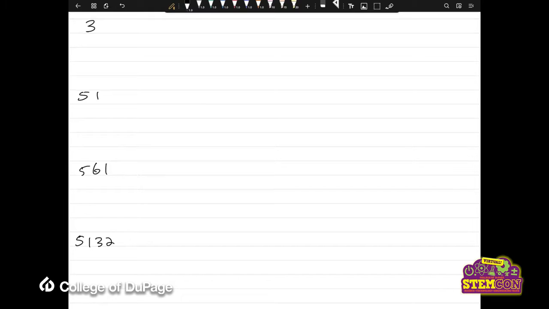In these sequences, positions, just like with the modular numbers, start at 0. So 3 would be in position 0. Here the 5 would be in position 0 and the 1 is in position 1. Here the 5 is in position 0, the 6 is in position 1, and the 1 is in position 2. And then here the positions are 0, 1, 2, 3. For the first one, we're going to be adding mod 1 because there's only one number in that sequence. The second one has 2 numbers, so that'll be mod 2. The third has 3 numbers, so that'll be mod 3. And the fourth has 4 numbers, so that'll be mod 4.